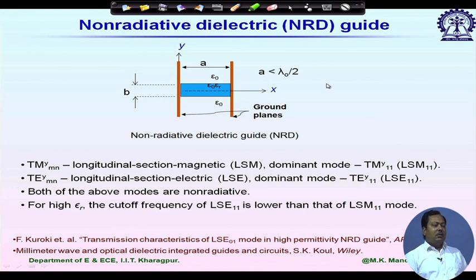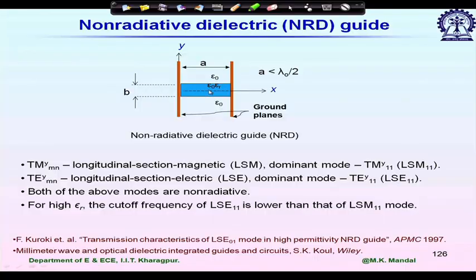Next one, non-radiative dielectric guide or NRD guide. It is another popular form of guiding structure at millimeter wave frequencies. Here we will see that mostly the energy propagation is through the dielectric layer. So, that is how we can minimize conductor loss.